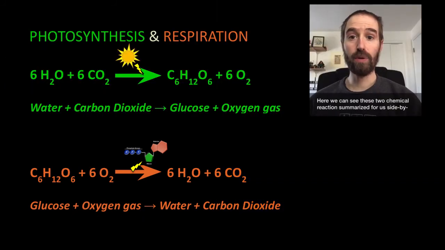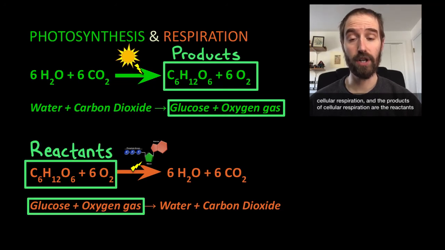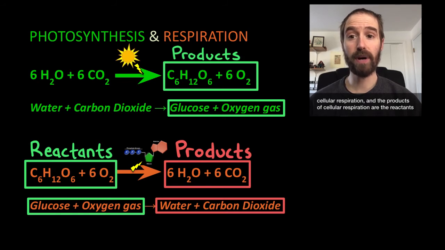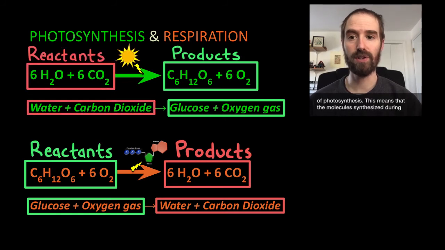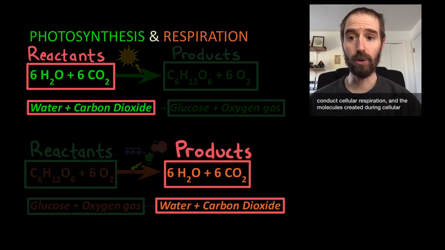Here we can see these two chemical reactions summarized for us side by side. You should notice some striking similarities between these two reactions. Essentially, they are opposite but complementary processes. The products of photosynthesis are the reactants of cellular respiration, and the products of cellular respiration are the reactants of photosynthesis. This means that the molecules synthesized during photosynthesis are exactly the molecules you need in order to conduct cellular respiration. And the molecules created during cellular respiration are exactly the ones you need in order to conduct photosynthesis.